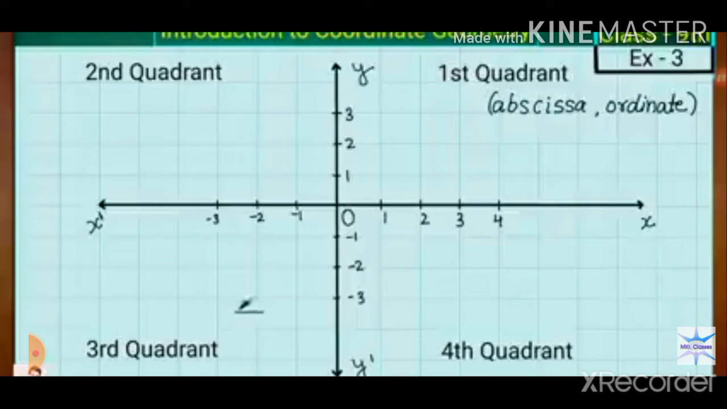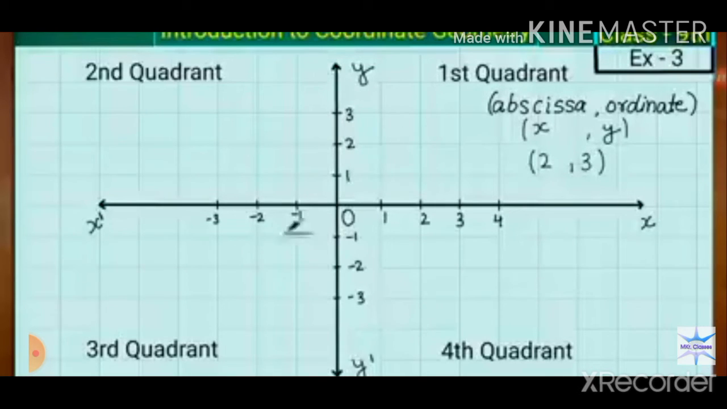In the first quadrant, if we consider the coordinates of any point, they are known as abscissa and ordinate. The first value will be the abscissa, the second value will be the ordinate. Let us suppose (x, y) is the coordinate of any point, then x is the abscissa and y is the ordinate. If you consider one example, suppose (2, 3). Here the value of x is equal to 2 and the value of y is 3. So abscissa is 2 and ordinate is 3.